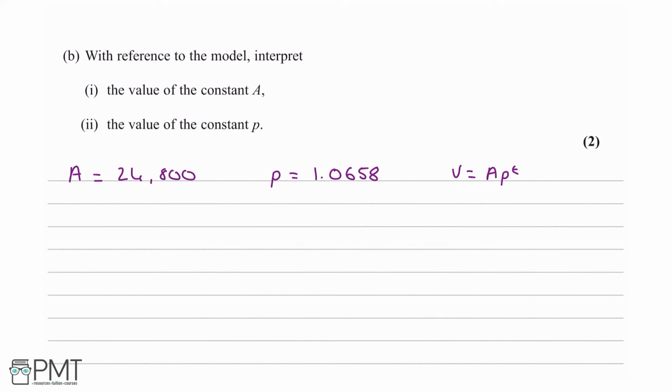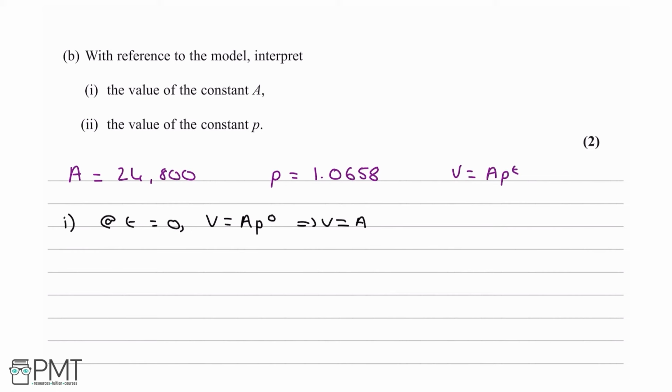Okay, so if we look at the constant A, it occurs when t equals 0. So the car will be valued at 24,800 when t equals 0. Because at t equals 0, v equals A times P to the 0, and this means that v equals A. So it's the value at the start of the time period.